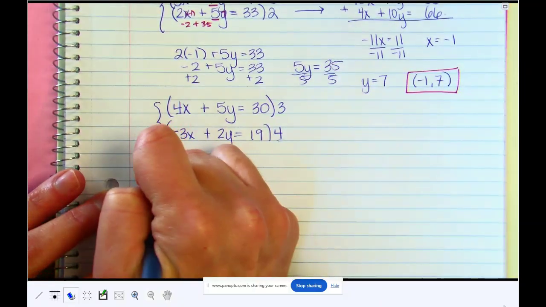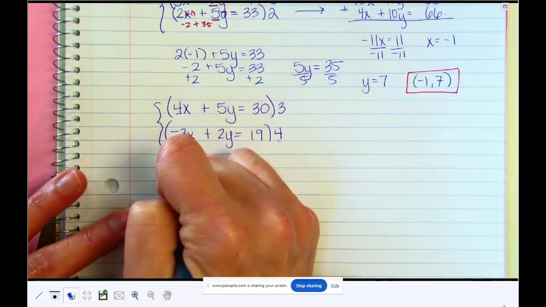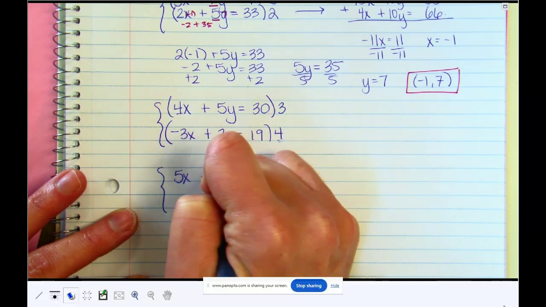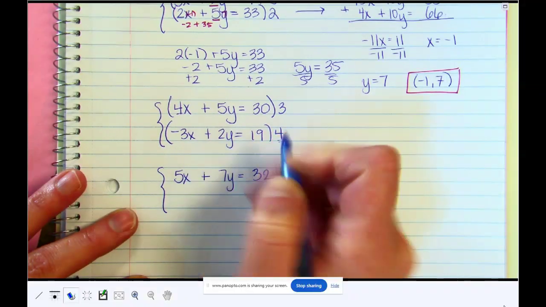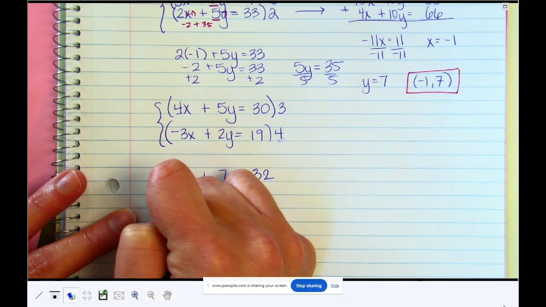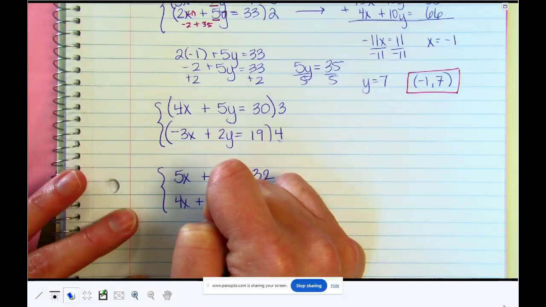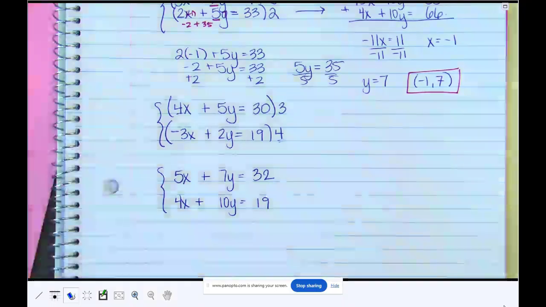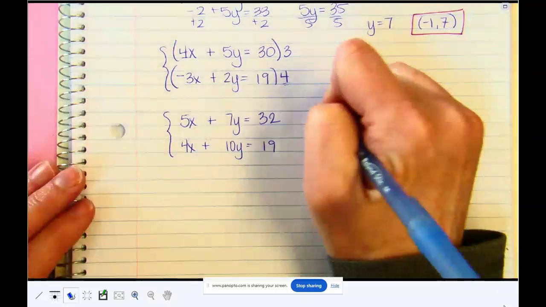So let's do another one. No, we're not going to finish it. Okay. So let's say we have 5x plus 7y equals 32, and 4x plus 10y equals 19.